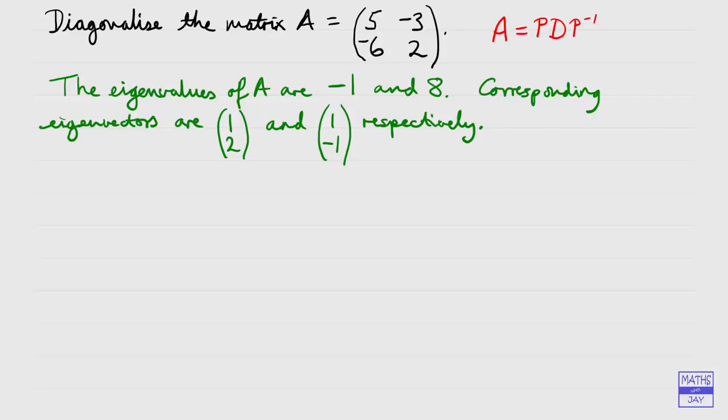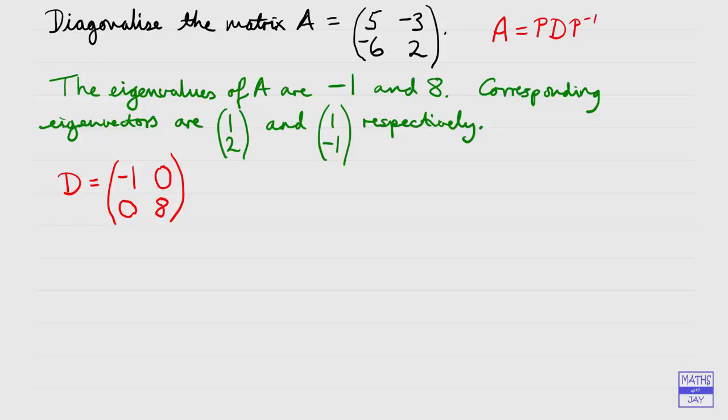So it's very easy to write down the diagonal matrix. So all we need to do, it's diagonal, so the entries not on the main diagonal are going to be 0, and the other entries are simply going to be the eigenvalues. And I'm going to choose to write them in this order. It doesn't matter which we write where.